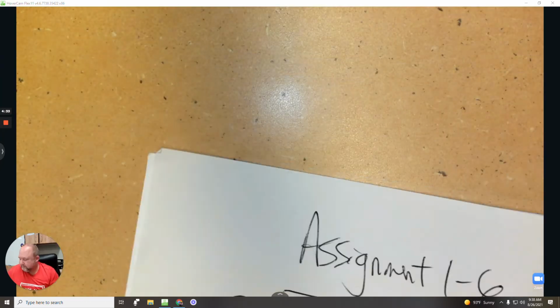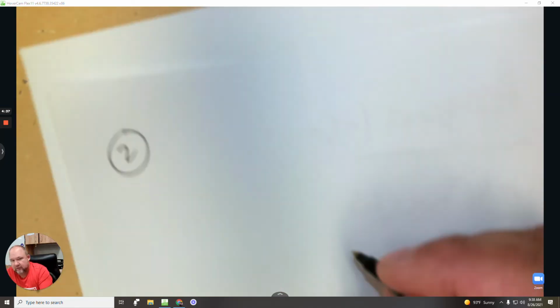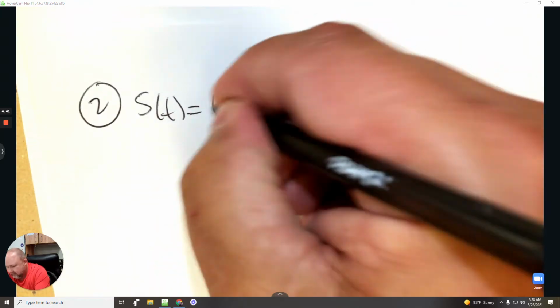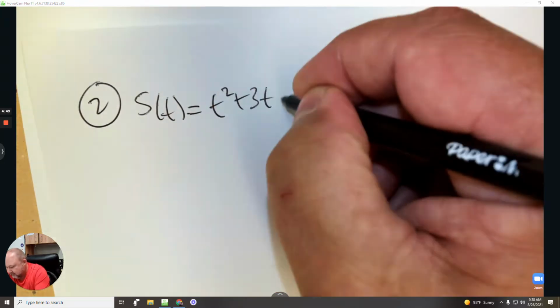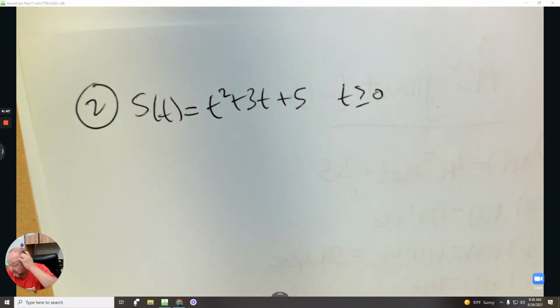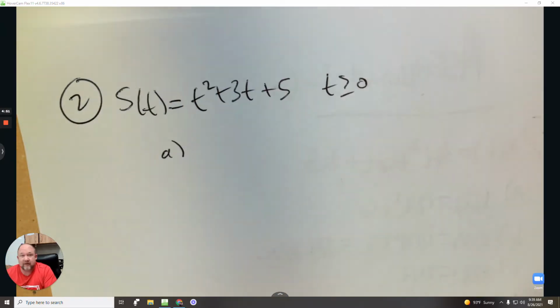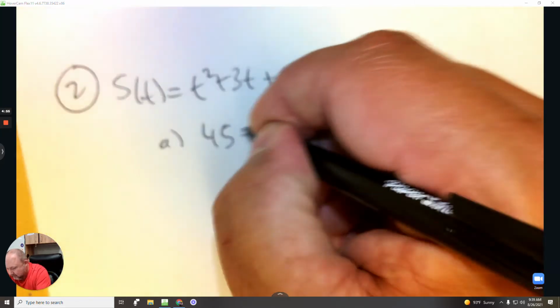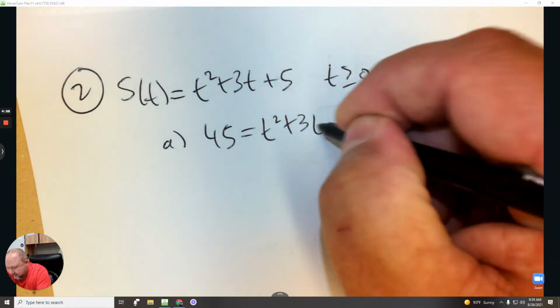All right, number 2. Helium balloon rises so that its position is given by this equation, t squared plus 3t plus 5. And again, because it's a real-world situation, they're saying time is greater than or equal to 0. The first question is, when is the balloon 45 feet high? So we need to make it equal to 45.